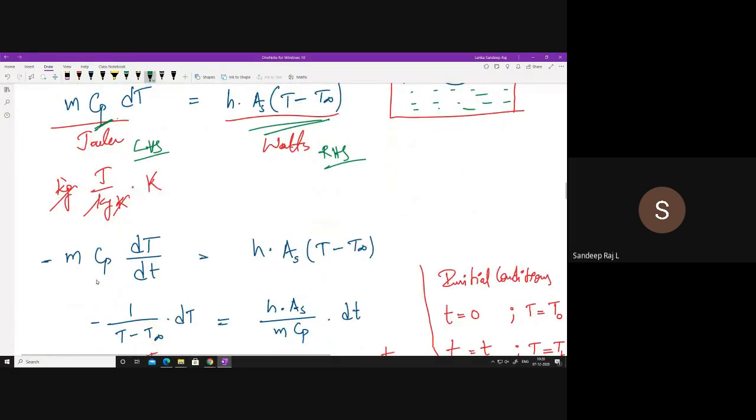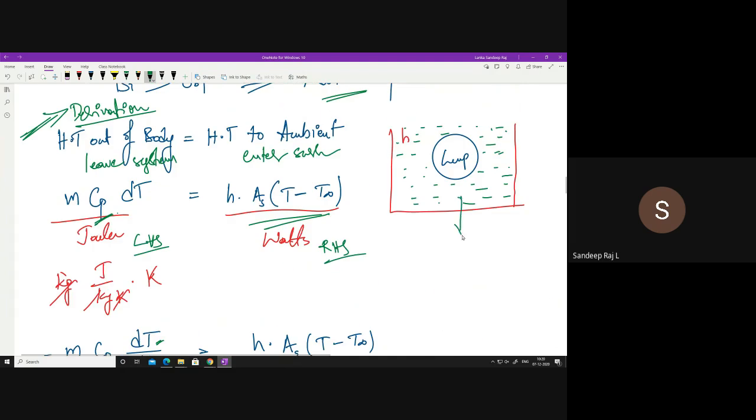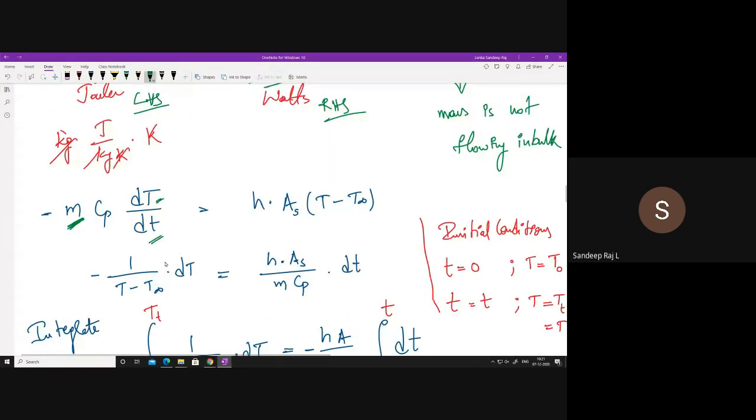For that purpose, you will take the temperature variation with respect to time. You could also take the variation with respect to the mass, but you are not going to, because the mass is going to be constant. It is not flowing in bulk. So here the temperature is only varying with respect to time. That's why you have taken the temperature variation with respect to time here, and then you have equated it with Newton's law of cooling, h A delta T.